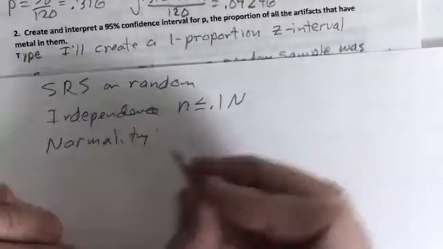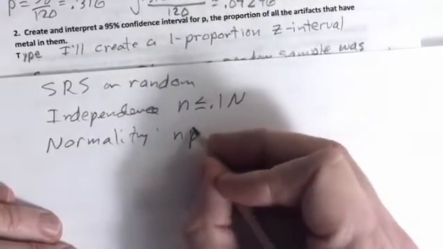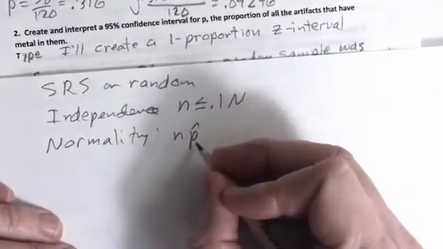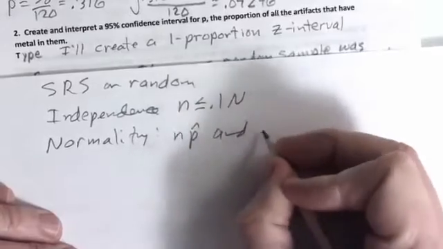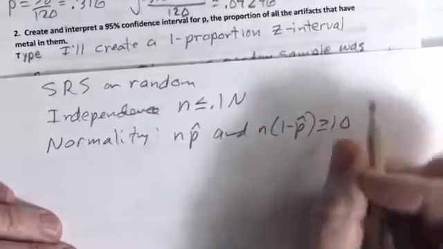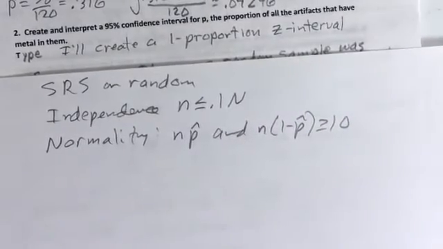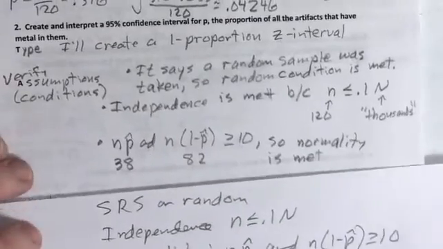Normality occurs in this section if N times P, or N times P hat, because we don't know what P is in this chapter, N times P hat and N times 1 minus P hat are greater than or equal to 10. So those are the things we've got to verify. And so this is how we're going to say them.